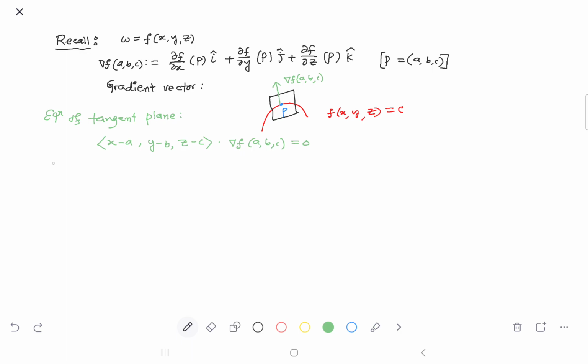And also you can write down the equation of the normal line. The normal line means a line which is perpendicular to the tangent plane. It is given by the symmetric equation: x minus a over del f del x at the point p, y minus b over del f del y at the point p, and z minus c over del f del z at the point p.